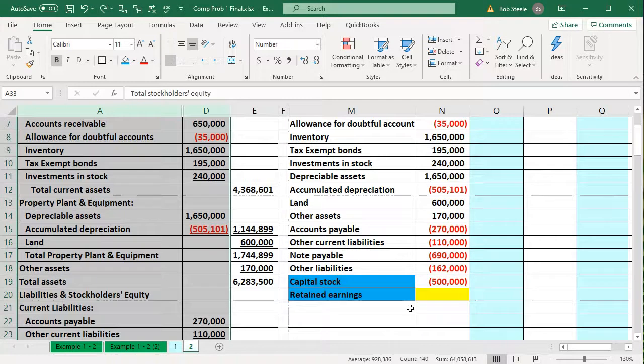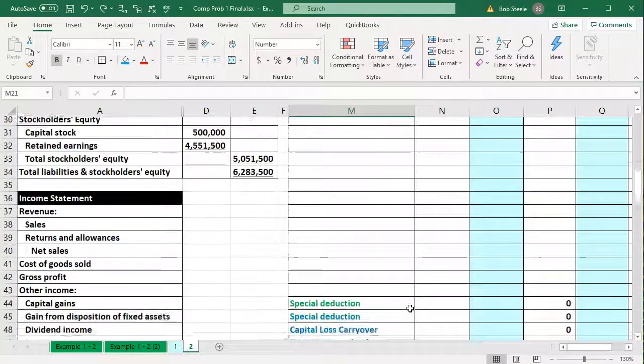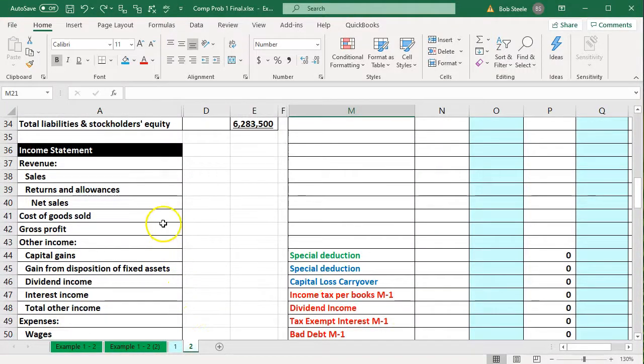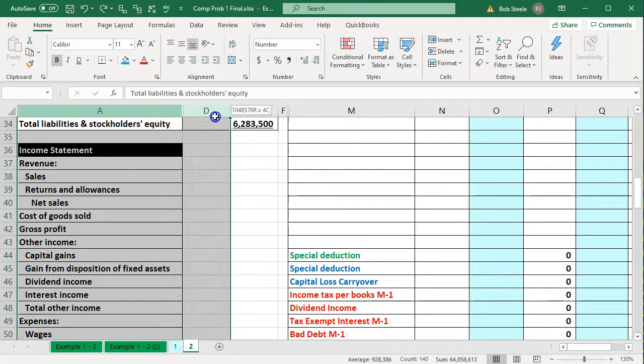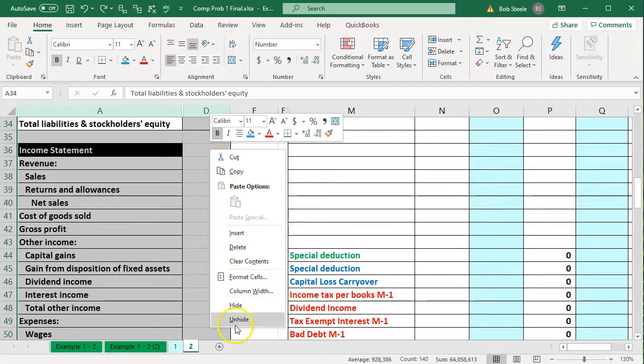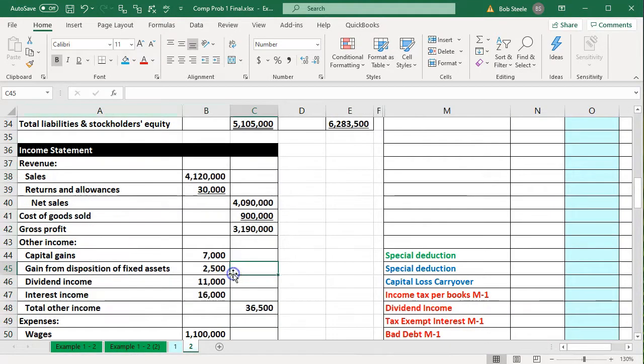So now let's scroll down to the income statement and see what we have down there. If we look at the income statement, I've hidden the numbers. We have to unhide the numbers now. The numbers are hidden between column A and D. So I'm going to put my cursor on column A, left click and drag over to column D, let go, right click on the selected area and unhide those cells. And there's the numbers. That's good.